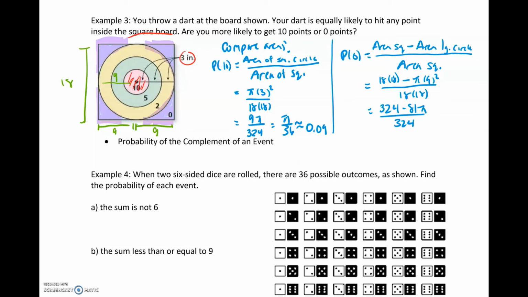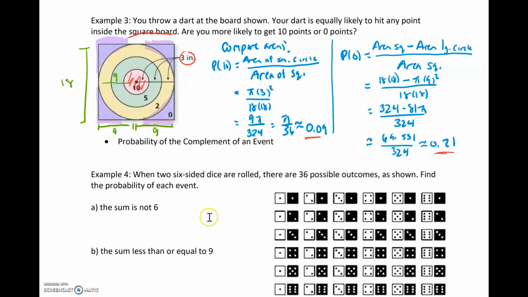So I can round that to 69.531 over 324, which is roughly 0.21. And then what I want to use is these two numbers to tell me, okay, am I more likely to get an awesome score of 10 or kind of hit one of those corners and get 0? And here it's clearly more than double your chance of getting the 0. The 10 is actually 0.09. So we're more likely to get 0 here.